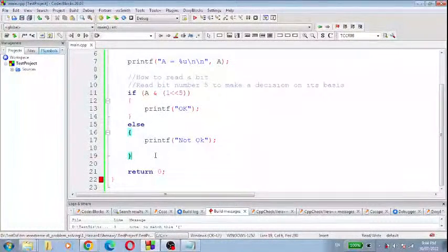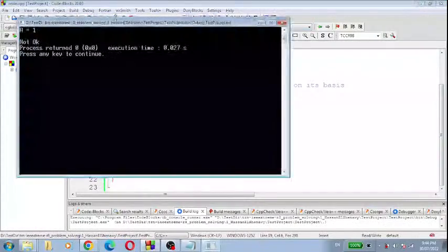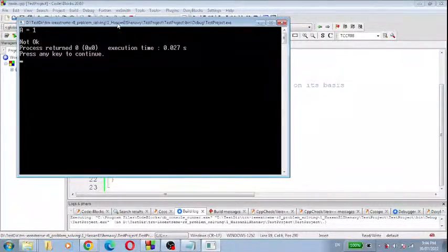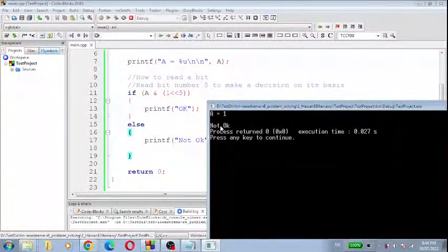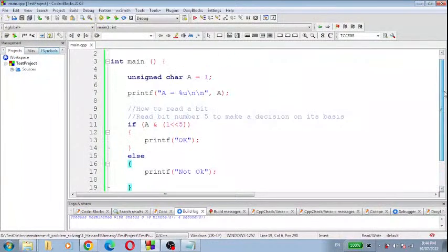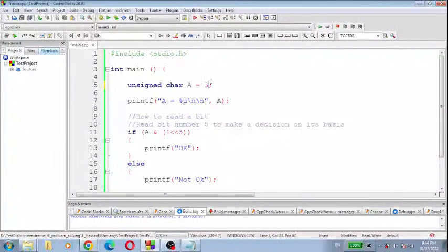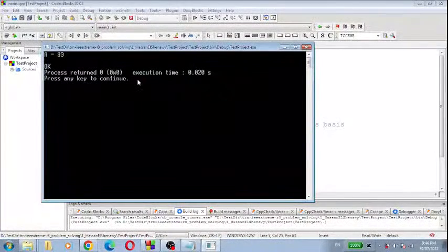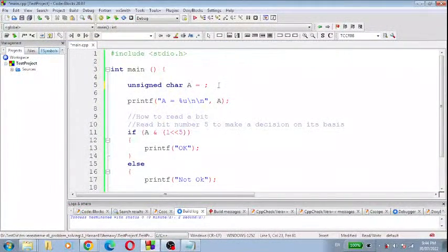I think I removed this bracket. So let's run this. Yes, it's true. I have not okay here, and when I change this to 33 and run this, it's okay now. So you see I have used these shift operators to generate my masks.